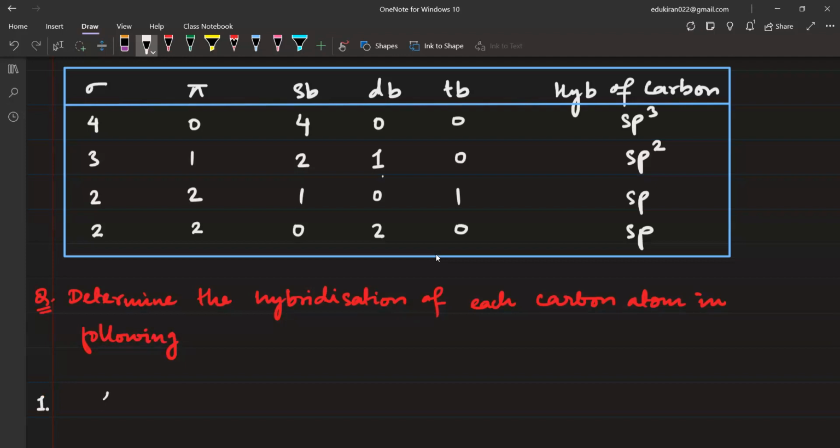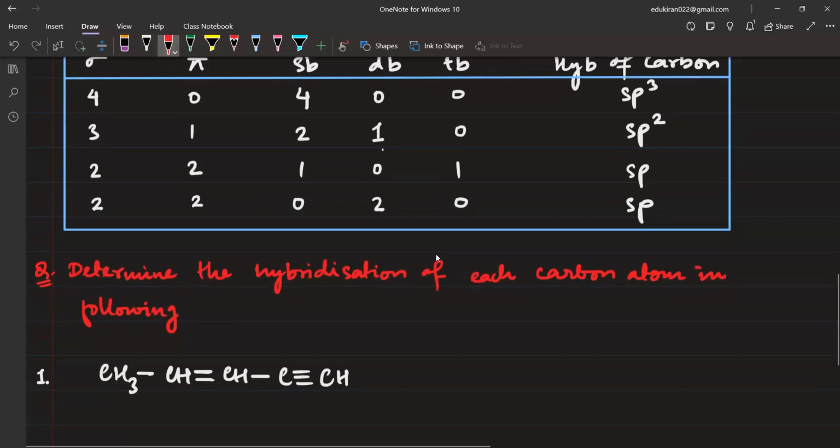Number 1, please see. You have CH3, single bond CH, double bond CH, single bond carbon, and triple bond CH. Look carefully here. We have how many carbon atoms? We have 1, 2, 3, 4, and 5.